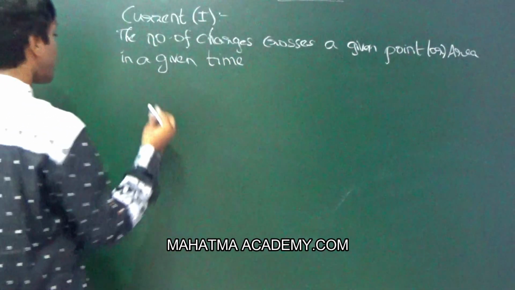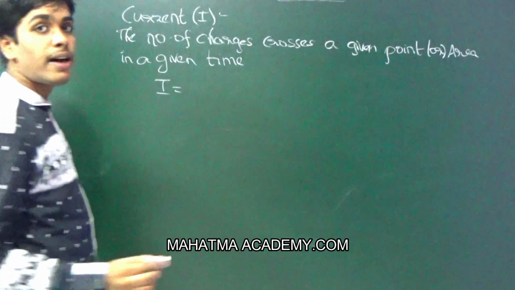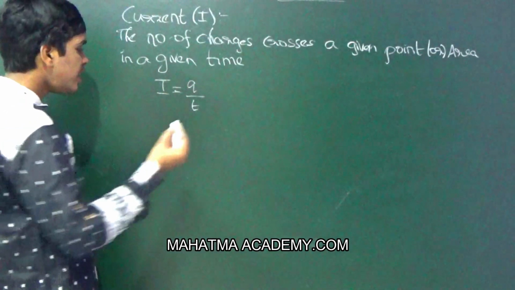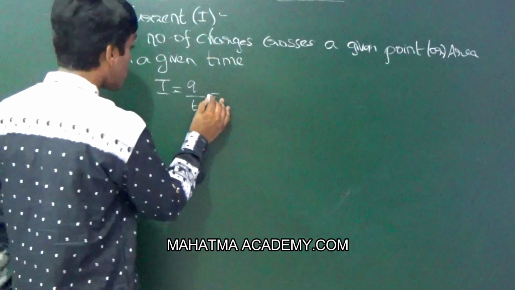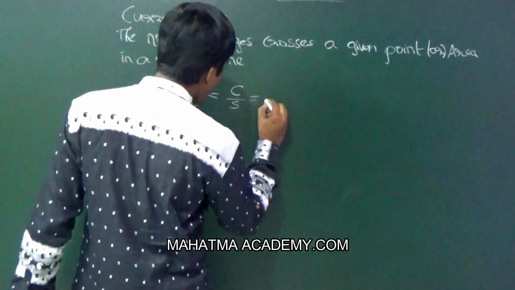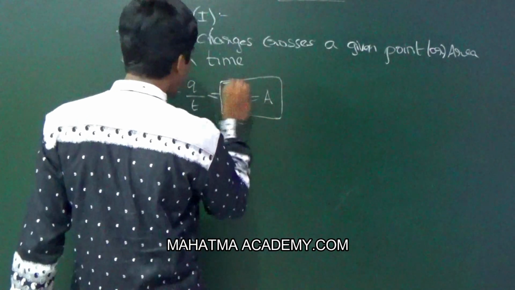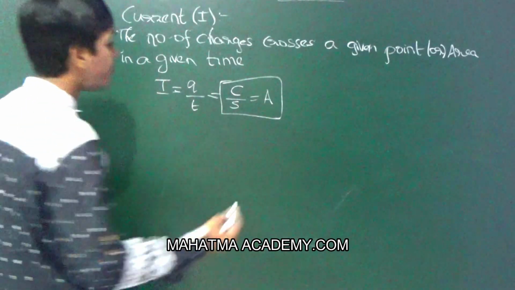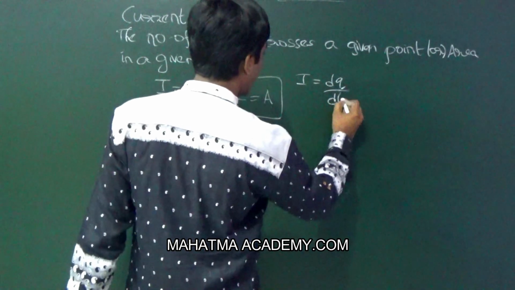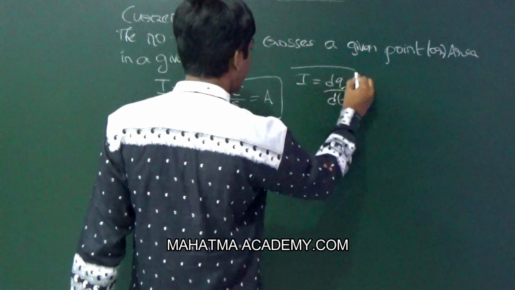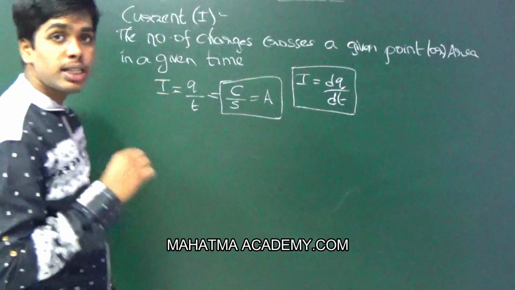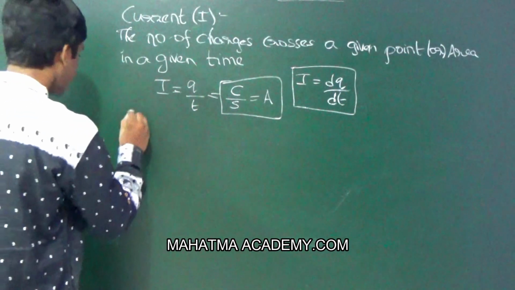So we can write the formula as I is equal to Q upon t, and the SI unit for charge is coulombs, so the unit is coulombs per second. We can write it as ampere, A. This is the SI unit. In the differential form, we can write I is equal to dQ upon dt. Now we have completed the current topic discussion. Now we have the drift velocity.